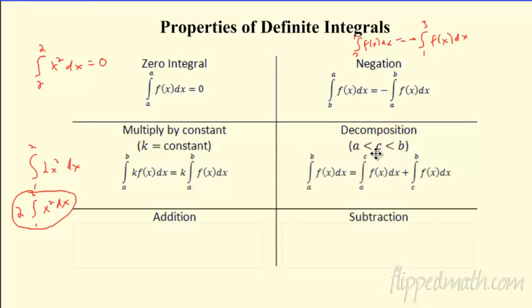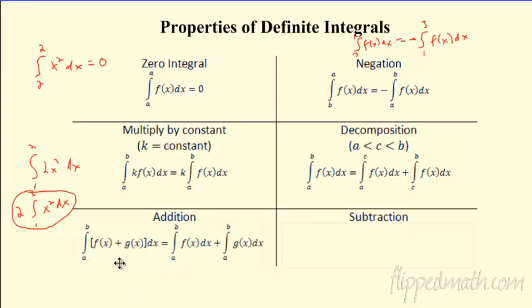Decomposition. So if C is sandwiched between A and B, I can take an integral from A to B, break it up from A to C plus C to B. And we kind of did that in the first picture. We broke it up like 0 to 4, 4 to 8, the different parts, and you can add them all together. That's what that's talking about. And we can add integrals.